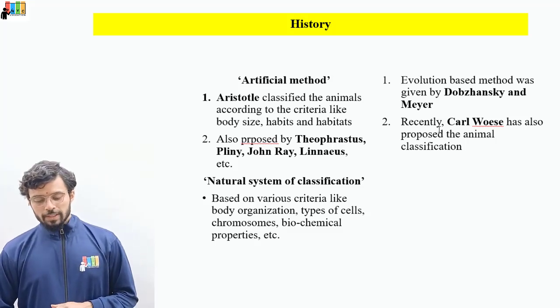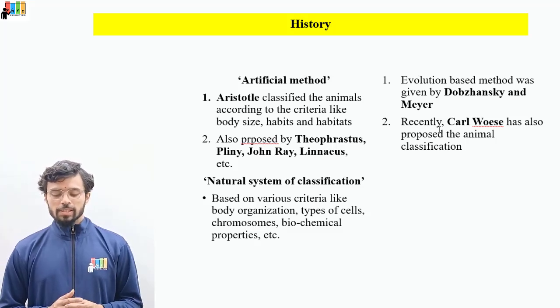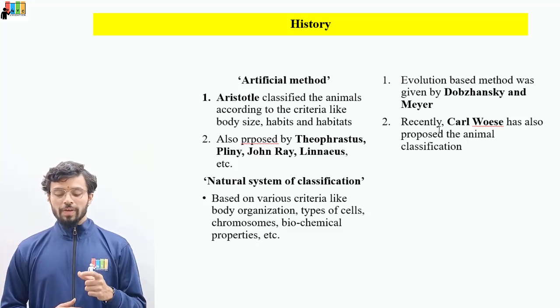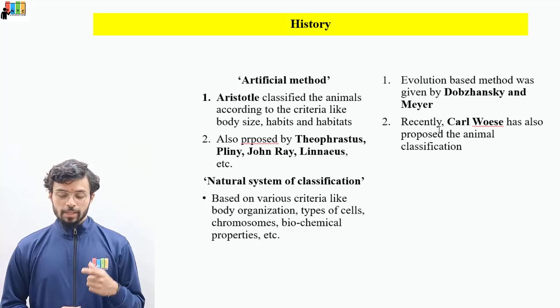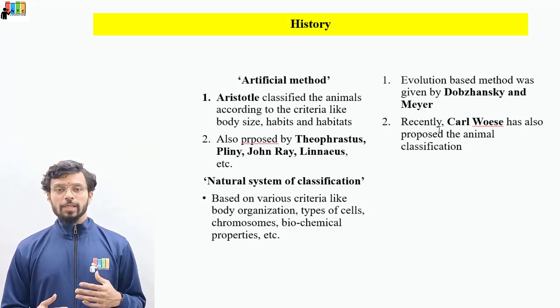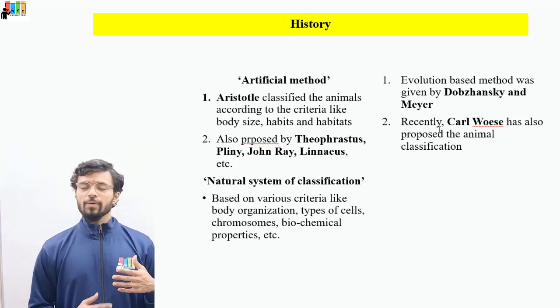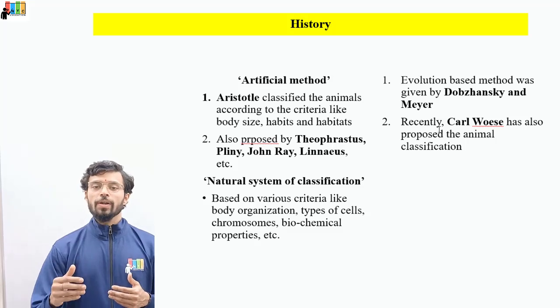So after this came the natural system of classification. Now, what does the natural system of classification state? This was based on various criteria like body organization, types of cells, your chromosomes, your biochemical makeup, your physiology, whatnot. So, this was more realistic, right? It was more conforming towards the truth of who an organism is.